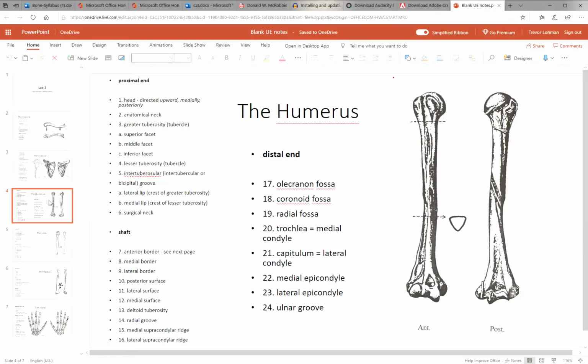Let's look at the humerus now. So our first structure is the humeral head, and the humeral head is pointed upwards and medially and slightly posteriorly. Being careful not to color in the greater tuberosity, just the head, and there it is in red. Anatomical neck is just right below the head, right there.